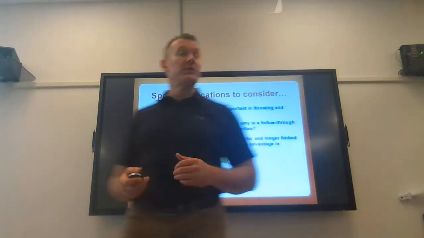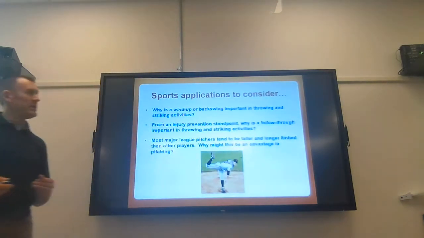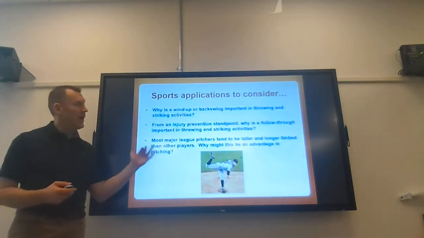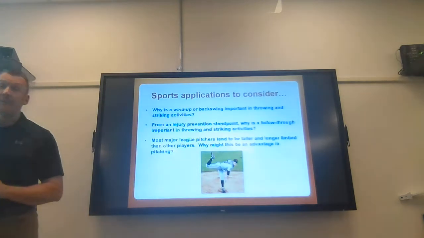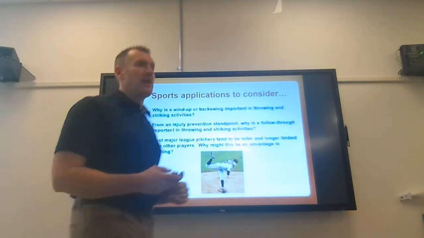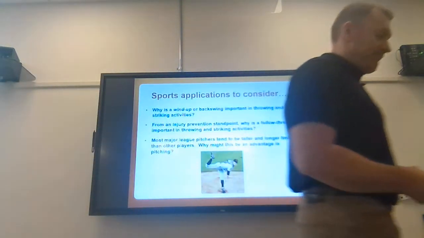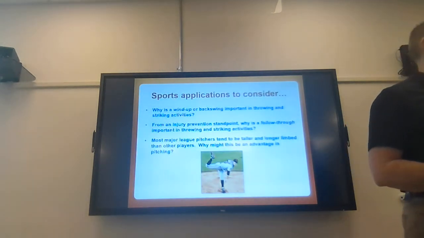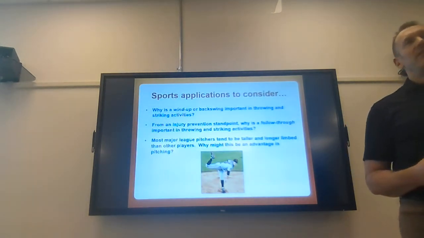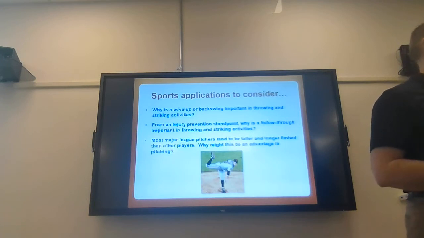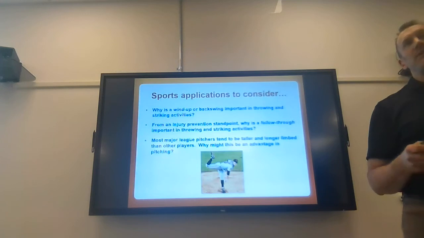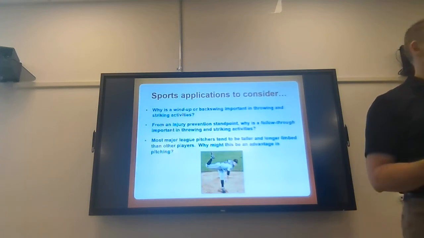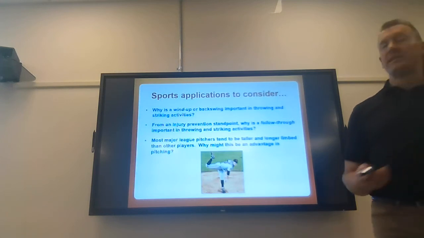Another factor: most major league pitchers tend to be taller and longer limbed than other players. Why might this be an advantage in pitching? Randy Johnson, 6'10". So why would a taller, longer limbed pitcher have an inherent advantage? Displacement. They're able to build the net force over a longer displacement before releasing the ball.